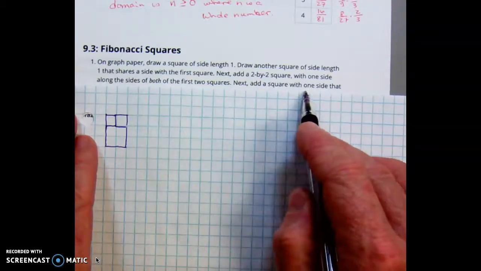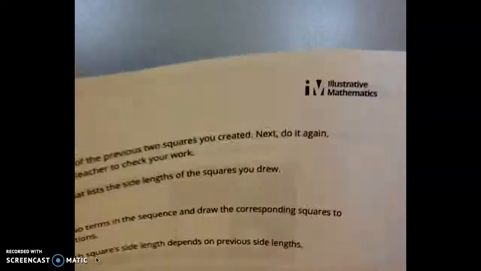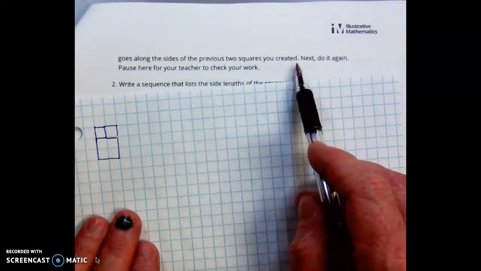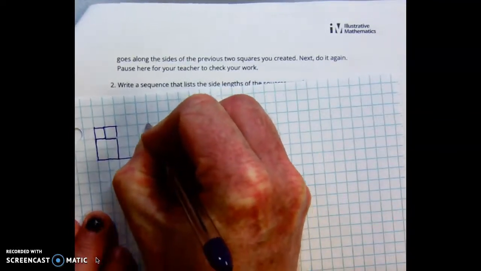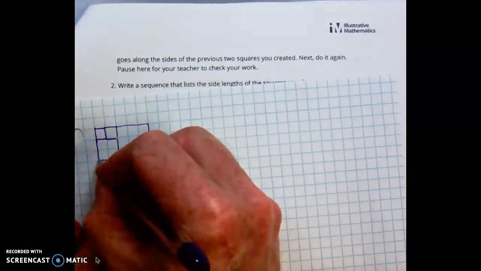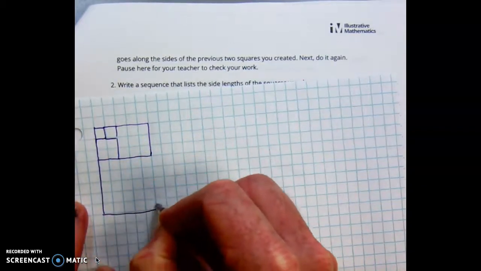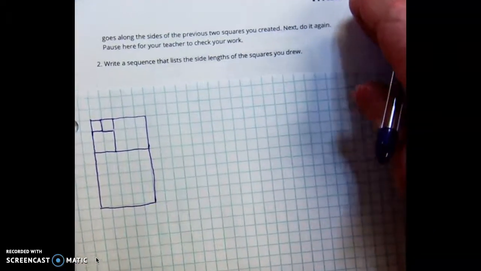Next, add a square with one side that goes along the sides of the previous two squares you created. So now it's going to be a 3 by 3. Next, do it again. So now it's a 5 by 5. Okay? Pause and let your teacher check your work.